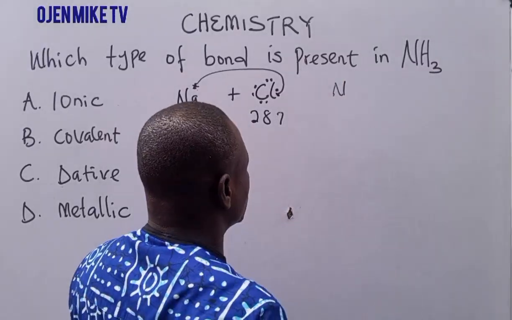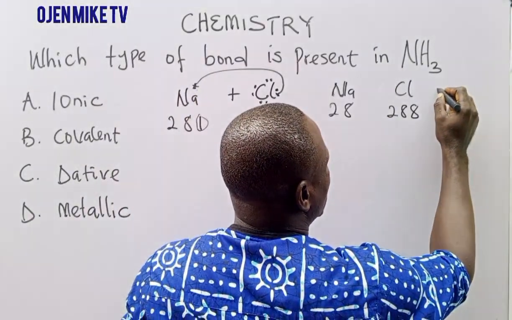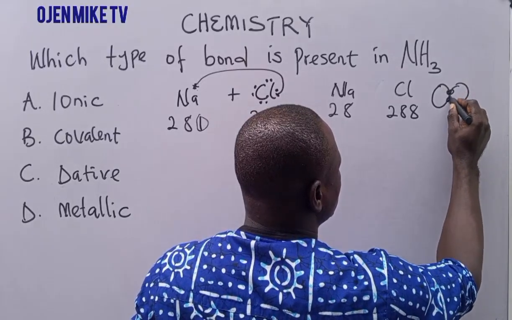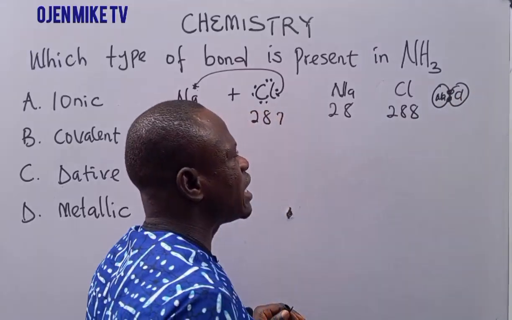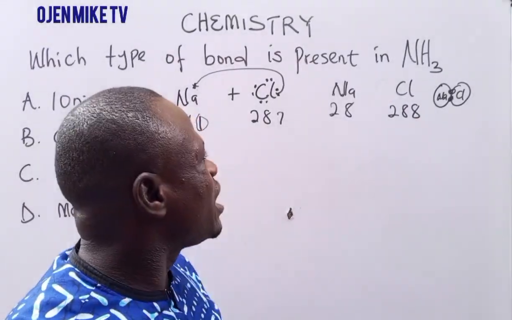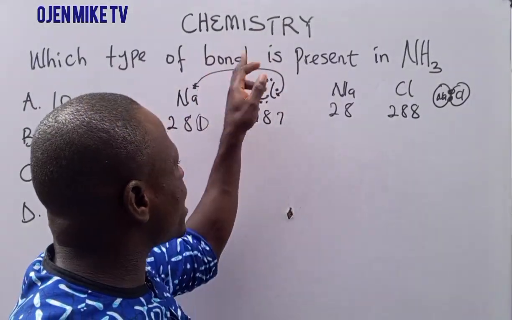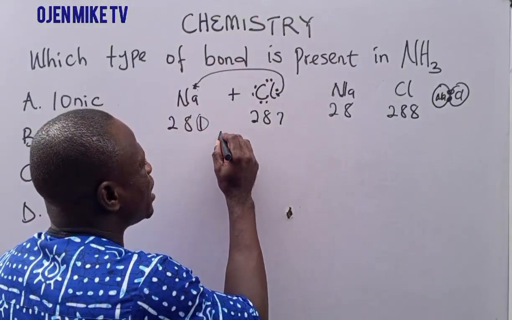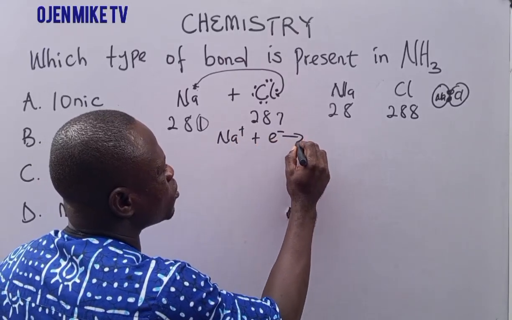We now have something like this: sodium and chlorine. That is how the bonding is. This is sodium, and this is chlorine. That kind of bonding is what we call ionic bonding. Sodium transferred, so it has lost an electron. If you want to write the equation, it will be Na plus, electron, will give Na plus.